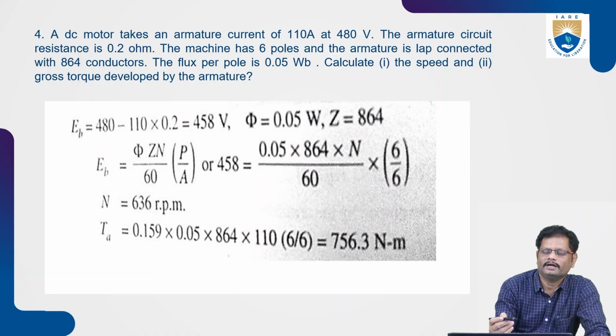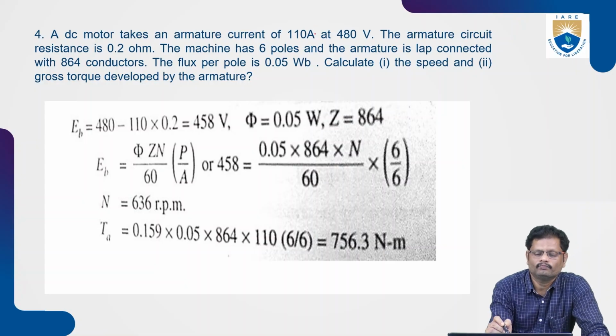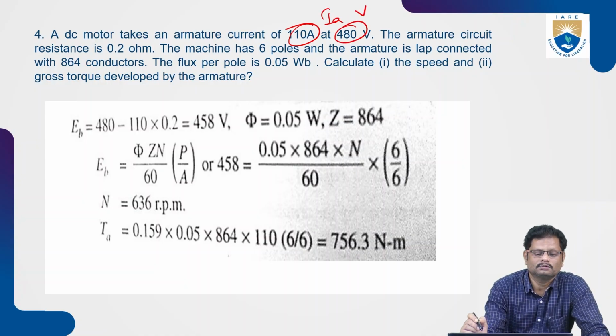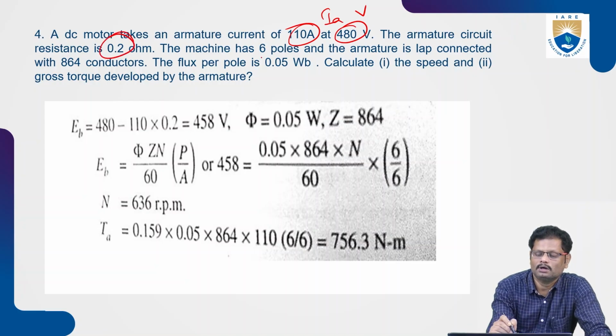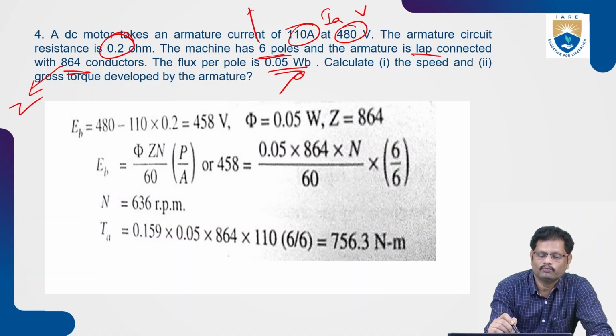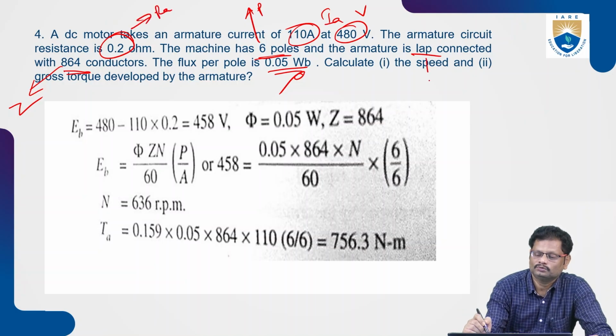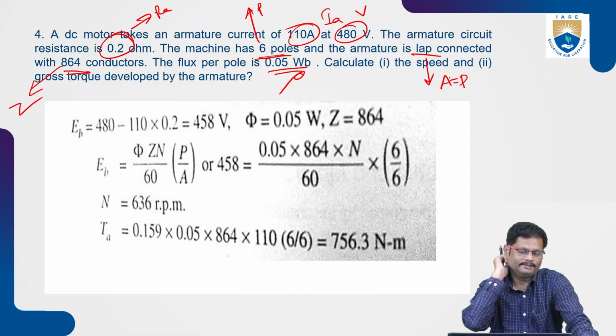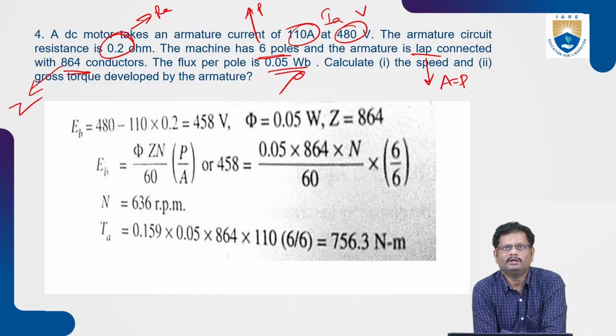So coming to the data in this problem, the armature current is given as 110 amps and the voltage is given as 480 volts. Armature resistance is 0.2 ohms and it has 6 poles and is lap connected, and Z, the total armature conductors, is 864. Flux per pole phi is given, number of poles P is given, armature resistance RA is given, it is lap connected so A equal to P. We need to calculate the speed and second, the torque developed by the armature.